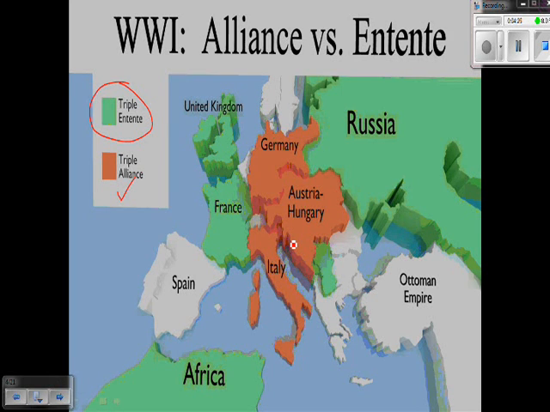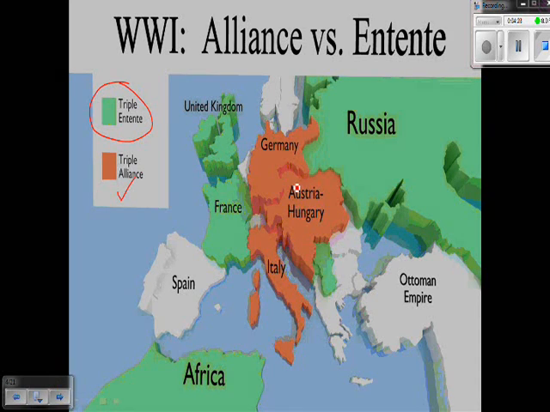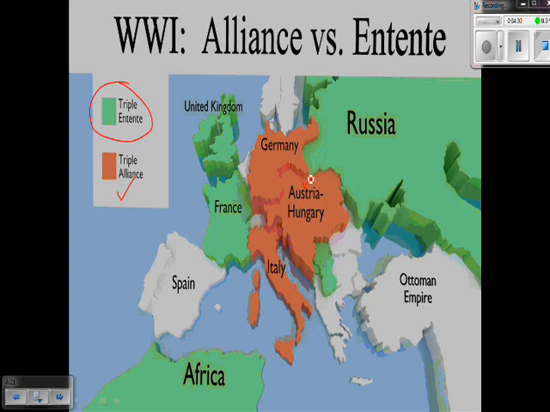Now, the one important thing I want you to get out of this map is, even though Austria-Hungary was kind of the leader here by declaring war on Serbia, Germany is the leader of this particular gang, so to say, by all means. They were definitely stronger militarily.